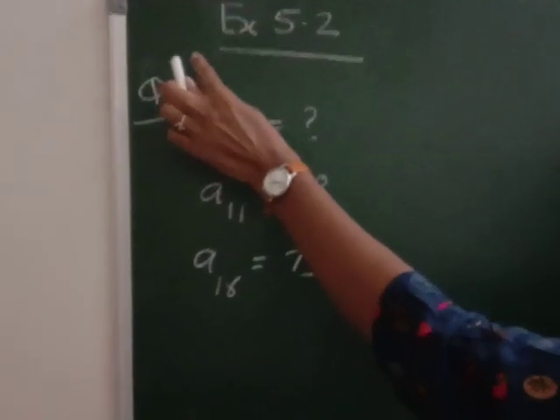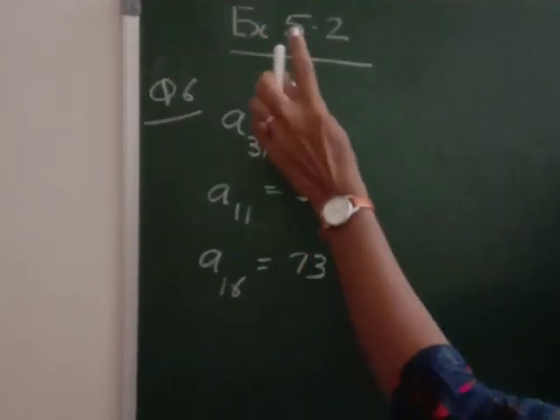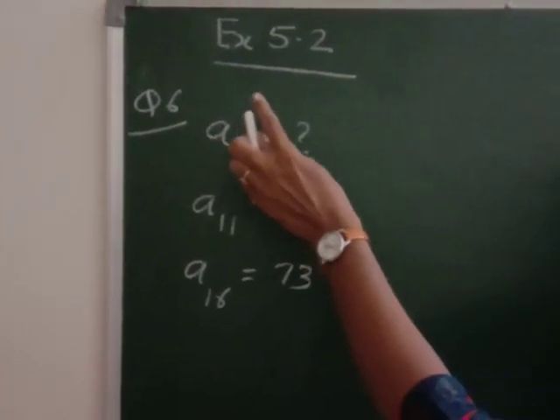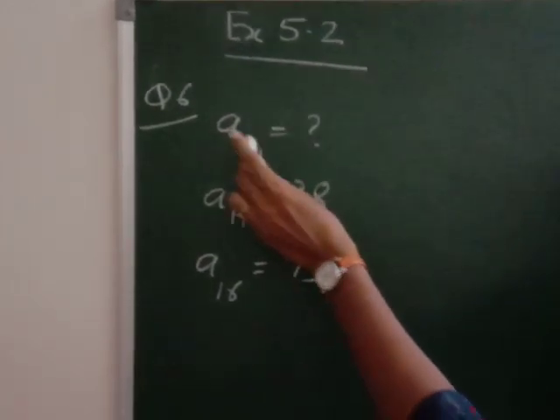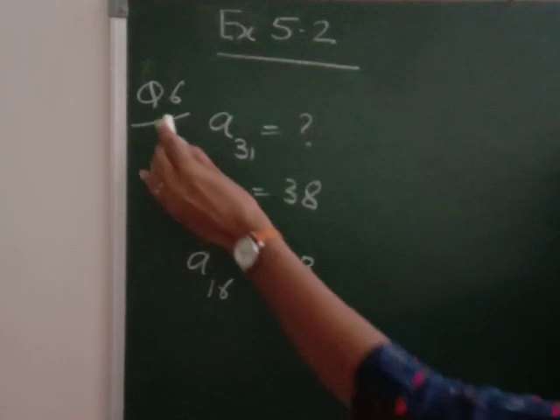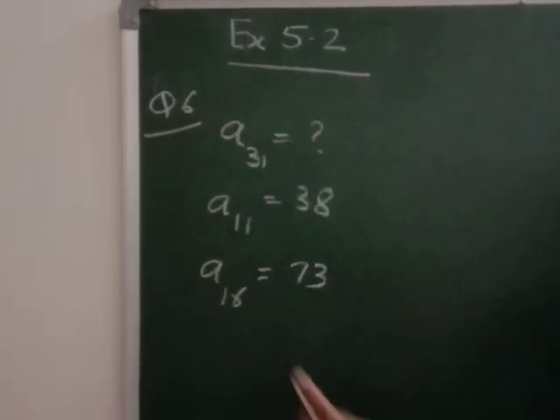Now question number 5 is also of the same type. Question number 5 and question number 4 are both of the same type. So do question number 5 by yourself. Now let's move to question number 6.